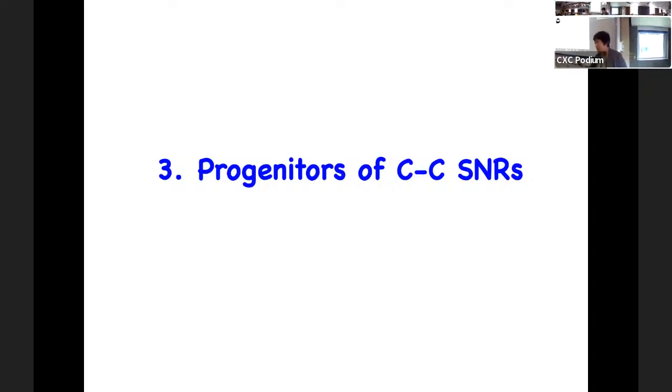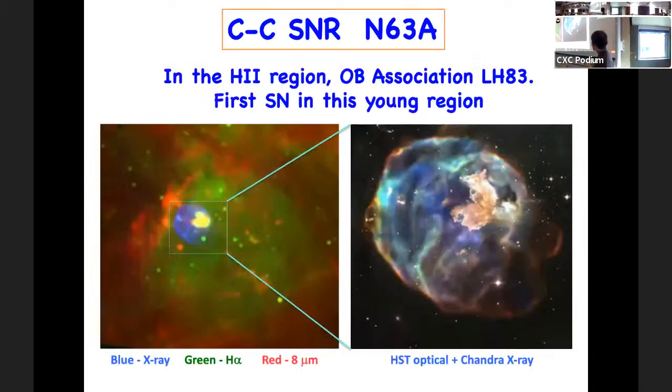I'm going to talk about something really old, so the young people probably don't even know about these references. Okay, so this is N63A, that's a beautiful supernova remnant. It's in the H II region, in this H II region, N63. This H II region is photoionized by the OB association called LH83. So there's an OB association here, and here's the supernova remnant right there. It's the first supernova explosion in this OB association. You look at the H II region, it's very quiescent. It's just like a classical H II region, but then there's a supernova remnant right there.